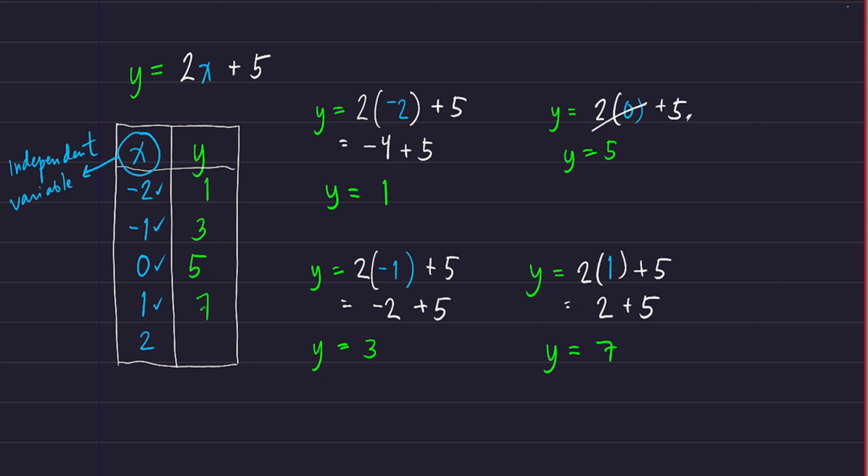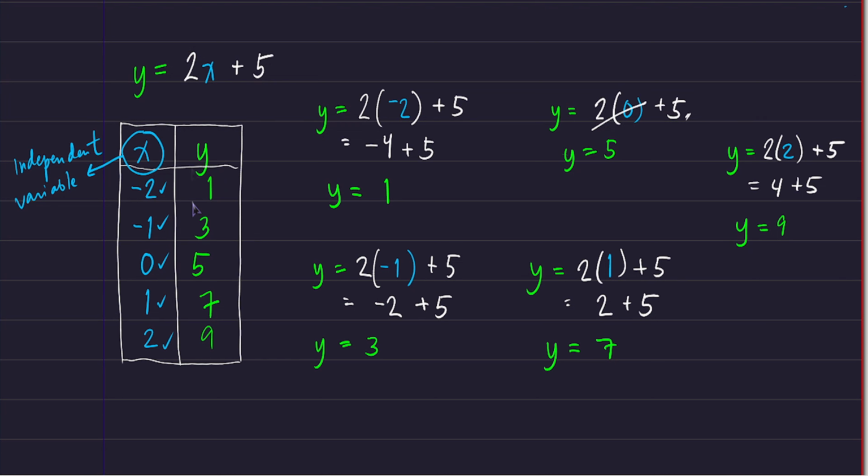Lalagay natin siya dyan. And lastly, we have positive 2. And isa-substitute lang natin siya. So, we have y is equal to 2 times yung value natin, which is 2. And then, plus 5. 2 times 2 is equal to 4. And 4 plus 5 is equal to positive 9. So, y here is equal to 9.